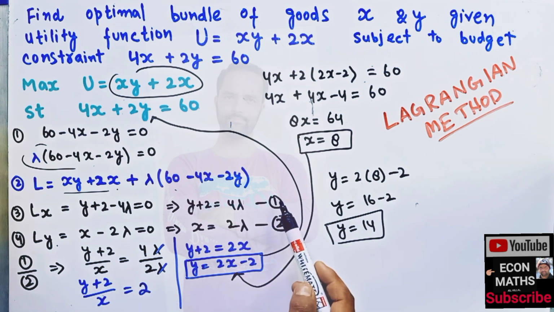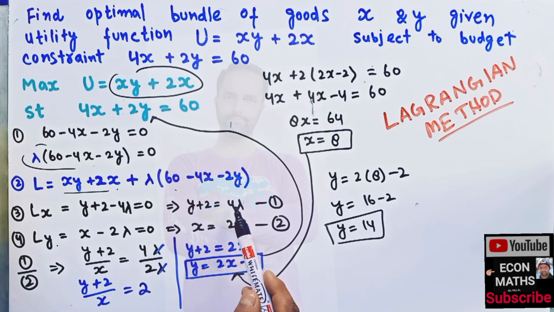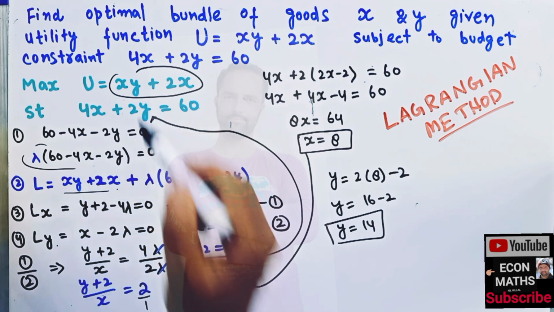Then we divide equation 1 by equation 2, so we have (y + 2) divided by x equals 4 lambda divided by 2 lambda. Lambda gets cancelled, and 4 divided by 2 gives 2, so we get this expression. Cross multiplying, we have y + 2 = 2x, that gives us y = 2x - 2. Now we put the value of y into the budget constraint.